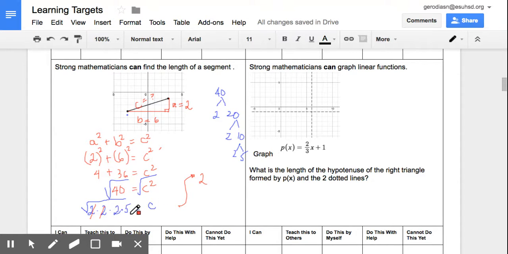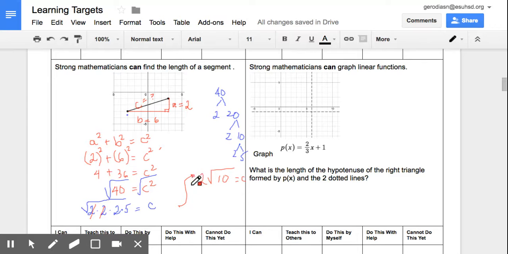Now 2 and 5 will not give us a perfect square, and they don't have any partners, or we need 2 identical factors. So there's none. These are not identical. So we'll just keep them inside. We'll have 10 in here. So therefore C is equal to 2 square root of 10.